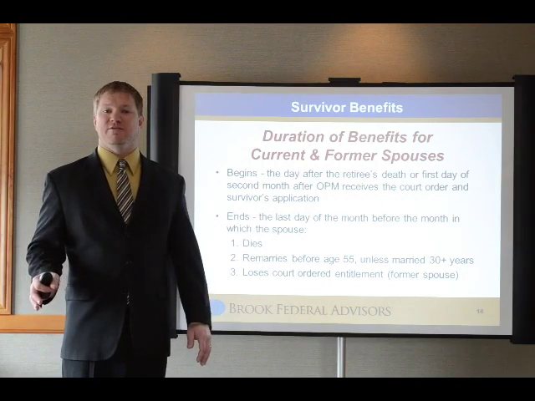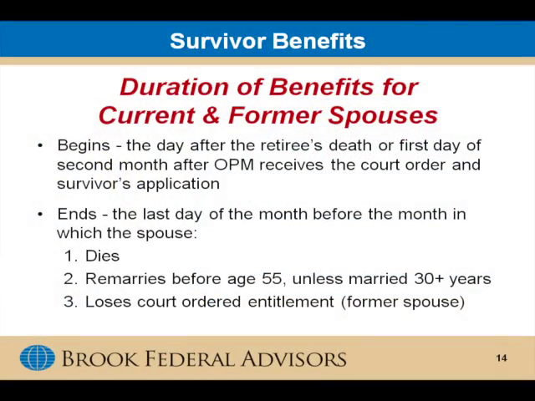The duration of these benefits for current and former spouses: they start immediately after the retiree's death, and you need to get information to OPM about that employee passing away immediately. It ends the last day of the month before the month in which the spouse either dies or remarries before age 55, unless the original marriage was over 30 years. If you were married over 30 years, you can remarry at any time without losing that survivor annuity. And the third option, when it could end, is if it was a former spouse who lost entitlement for some other reason in the court order.